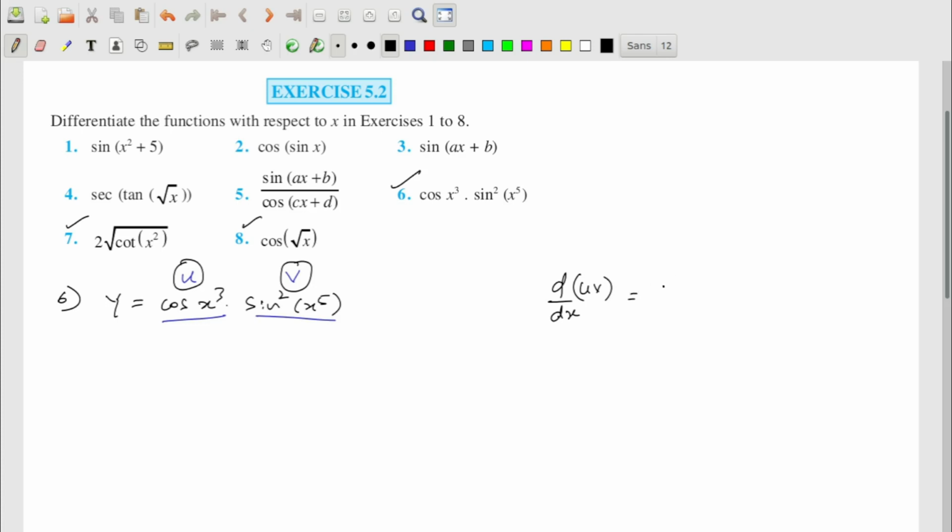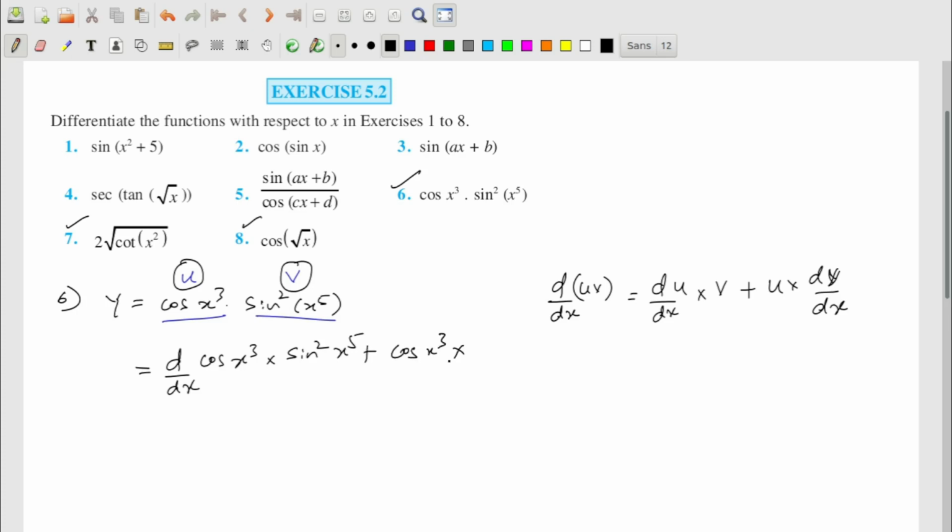So what is this uv rule? First, you need to find the derivative of the first function into the second one as it is, plus the first one as it is, and then the derivative of the second one, dv by dx. So if I consider this as u and this one as v, we get d by dx of the first function, that is cos of x cube, into the second one, plus the first one as it is, and then d by dx of the second function, that is sin square x raised to 5.